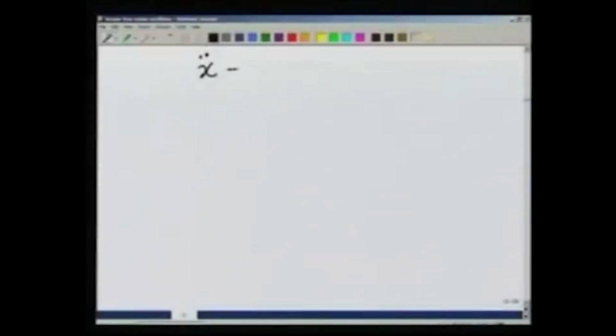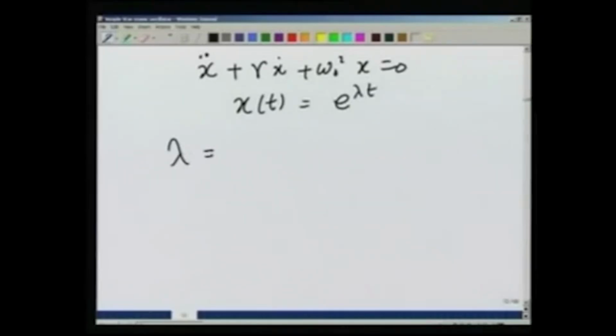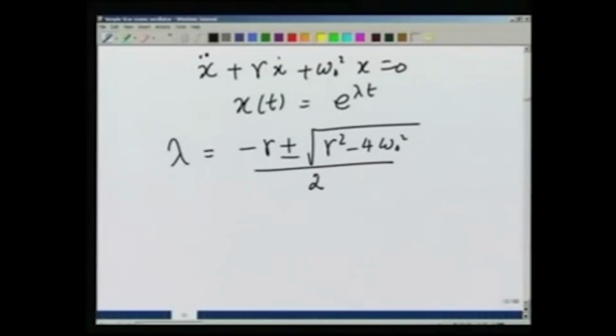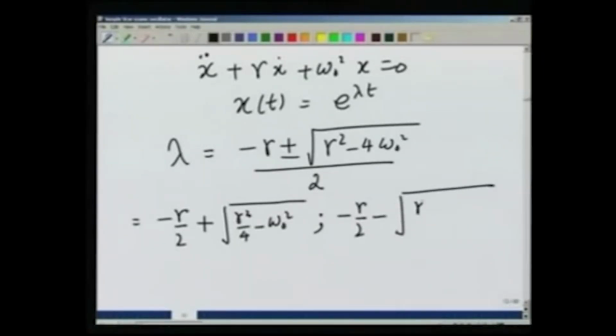So, the two roots for this equation, x double dot plus gamma x dot plus omega naught square x is equal to 0. When I assume a solution of the form e raised to lambda t, lambda that I get is minus gamma plus or minus the square root of gamma square minus 4 omega 0 square over 2, which I can write as minus gamma over 2 plus square root of gamma square by 4 minus omega 0 square, or the other root is minus gamma over 2 minus square root of gamma square over 4 minus omega 0 square. Depending on the relationship between gamma and omega, the motion is going to be different.